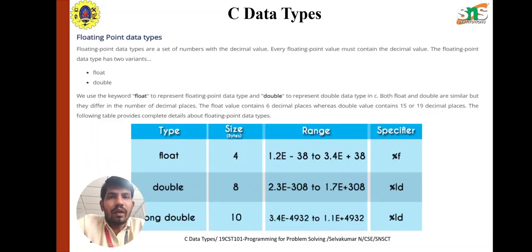Now floating point data types. Floating point data types are a set of numbers with decimal values. Every floating point value must contain a decimal part. The floating point data type has variants: float, double, and long double, with sizes 4, 8, and 10 bytes. They have different format specifiers: %f, %lf, and %Lf for a long double.